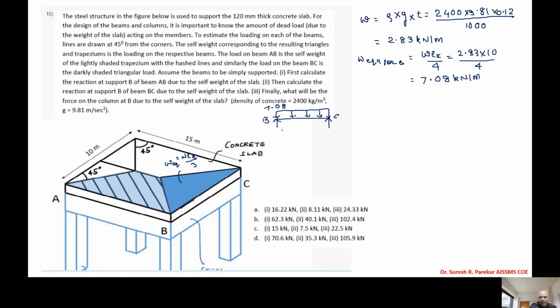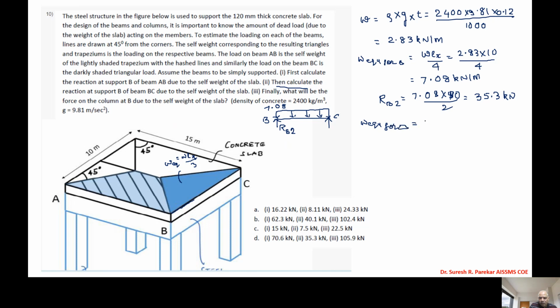And if I find the reaction RB, so 1 I will say, or 2 I will say, because we have RB as second. So we have RB2 is equal to 7.08 into 10 by 2. This value comes 35.3 kilonewtons.